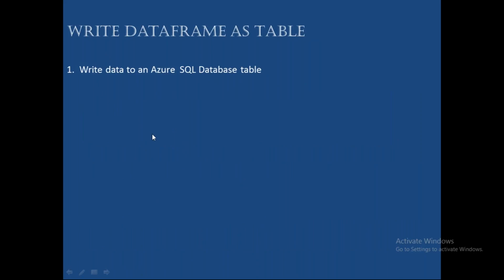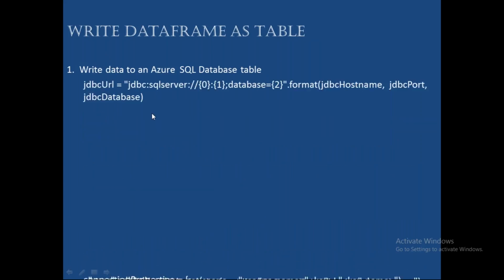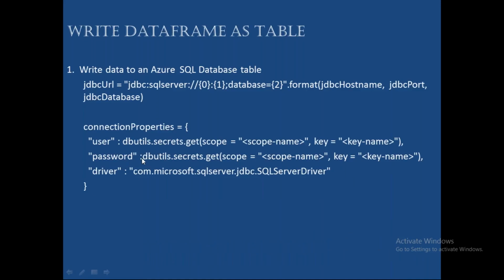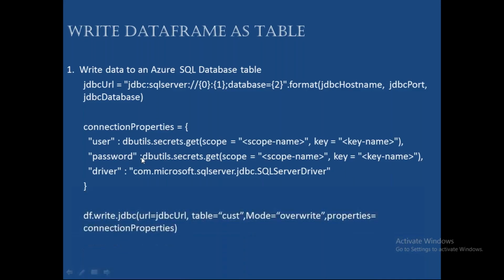So once you read the data and have done some transformation, the same URL and same connection properties you need to use to connect to the SQL database, but this time you want to write, so DataFrame.write.jdbc, URL equal to the same URL, table equal to which table you want to write, cust, mode equal to overwrite or append. Overwrite means you remove the existing data in the table and write this new data. So that is the meaning of overwrite. Okay, properties equal to connection properties. What properties will it have? Username, password, driver.